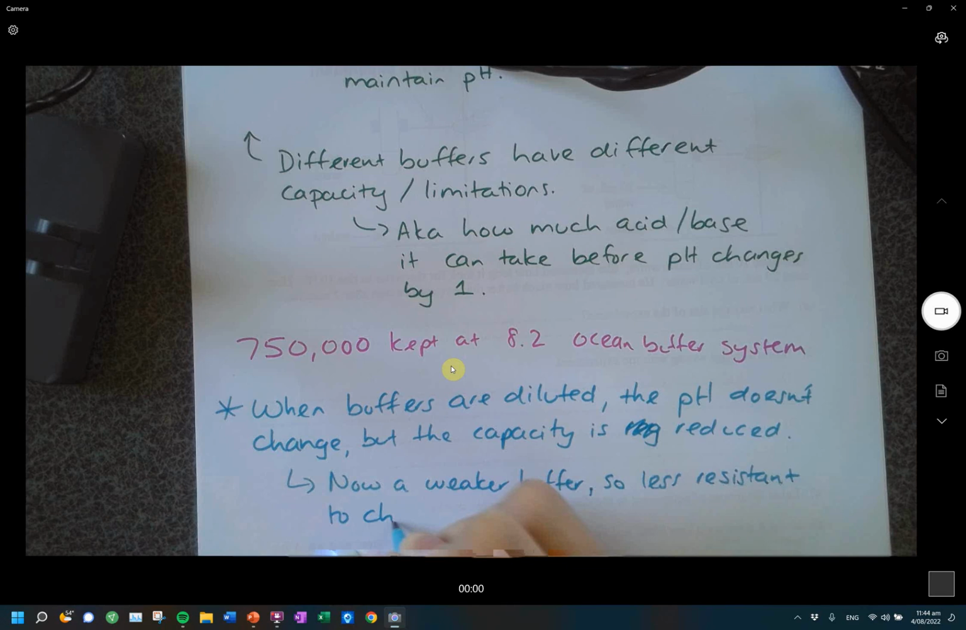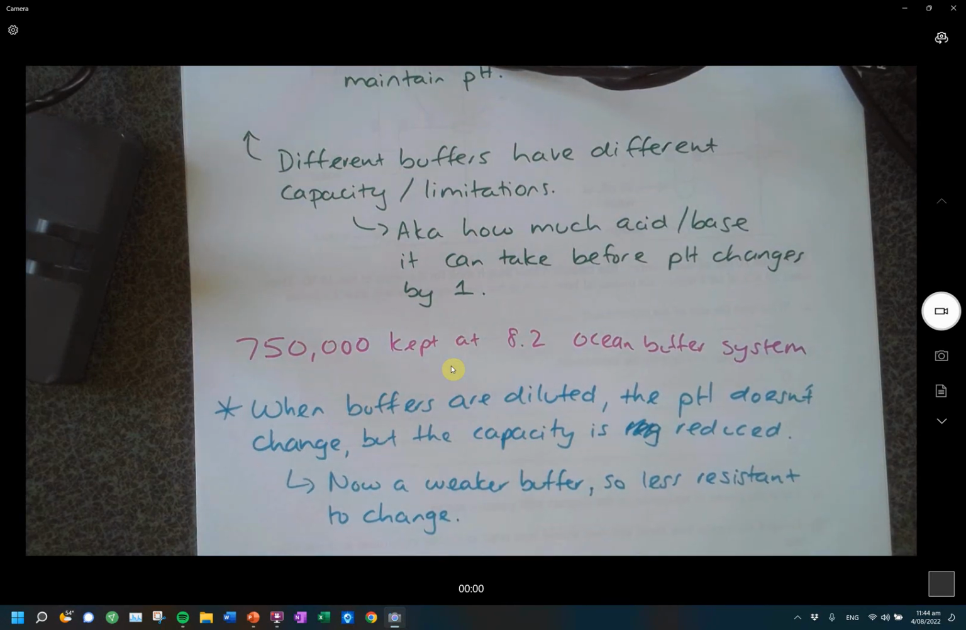So if something that might have been able to handle, for example, 100 mils of 2 molar acid now can only manage 50 mils of that 2 molar acid. Does that make sense when I say reduced capacity?